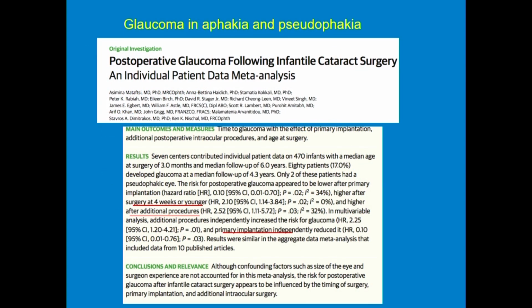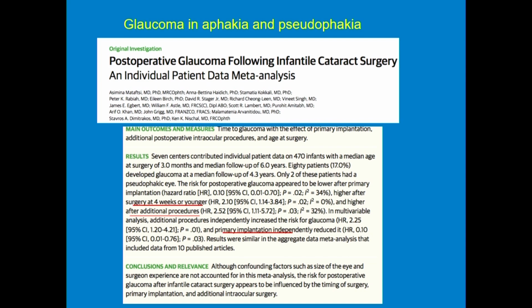This is a meta-analysis by some of the doyens in pediatric ophthalmology, where they showed something very, very important. So when surgery was done at 4 weeks or younger, the hazard ratio was higher. If the surgery was done at 4 weeks or younger, these children tended to develop glaucoma. They also tended to develop glaucoma if there were additional procedures done. So you have done a cataract surgery, but after 3 months you did a membranectomy. These children would eventually develop glaucoma.